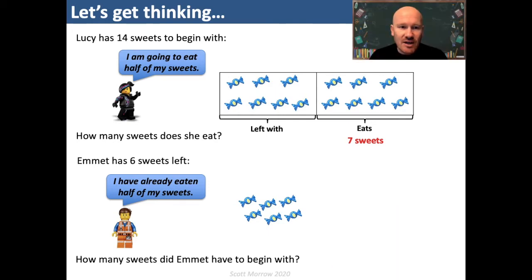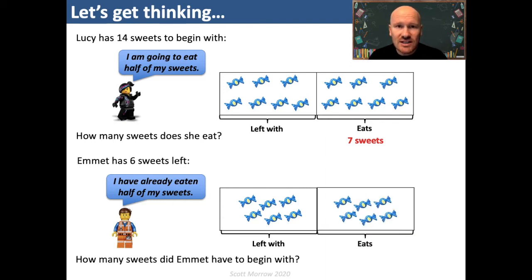Let's have a look at Emmit. Now for Emmit it says he's got 6 sweets left and he's already eaten half of his sweets. That means he started out with more sweets. And we want to know, how many sweets did Emmit have to begin with? So let's take the 6 sweets that he's got left and let's put that in that part there. I know that he ate half, so we're going to add another half on. So you can see there we've got 2 parts and he ate exactly the same amount of sweets that he's got left because we've got half the sweets left and half the sweets have been eaten.